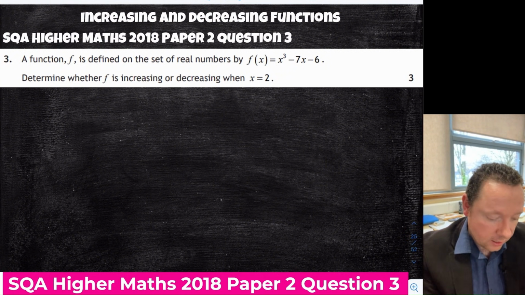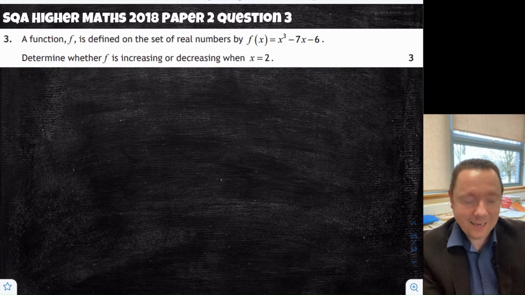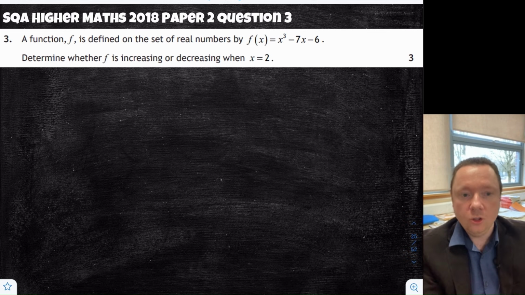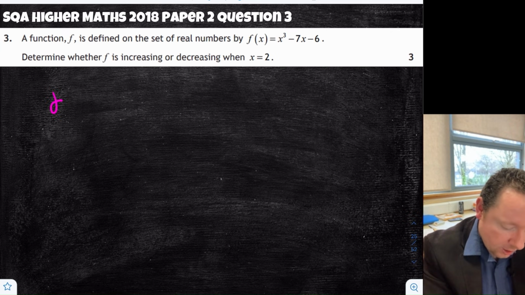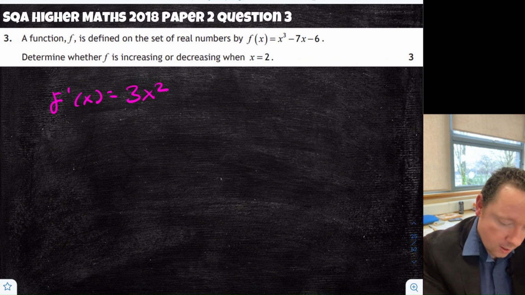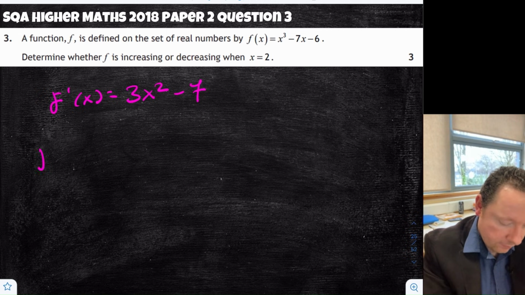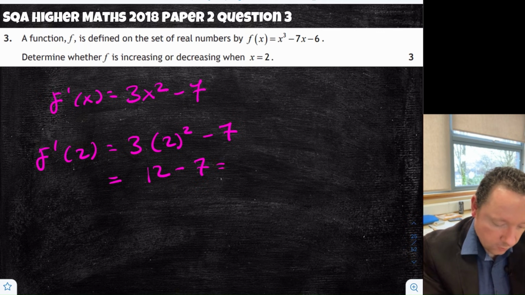A function is defined on a set of real numbers given by f of x is x cubed minus 7x minus 6. Determine whether f is increasing or decreasing when x equals 2. So we need to work out the gradient of the tangent at x equals 2. So f dash x is equal to 3x squared minus 7. At x equal to 2, f dash of 2 in other words, we get 3 times 2 squared minus 7. That's 3 times 4 is 12, take away 7 equals 5.